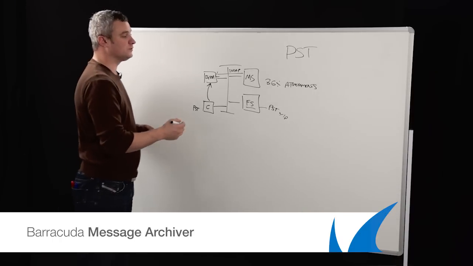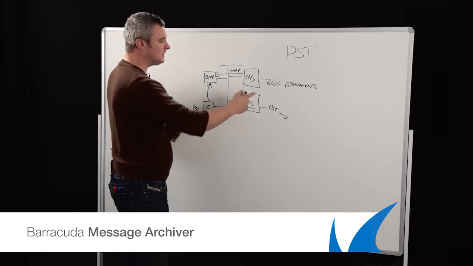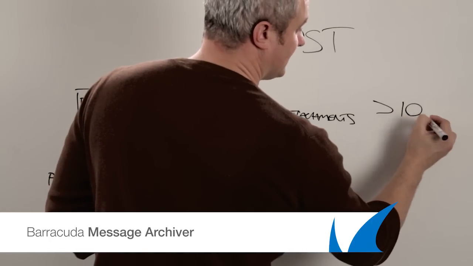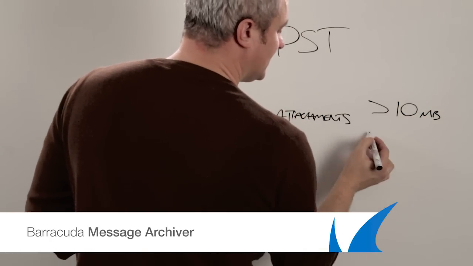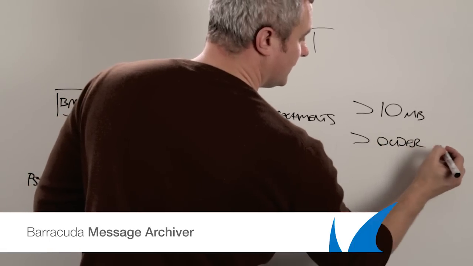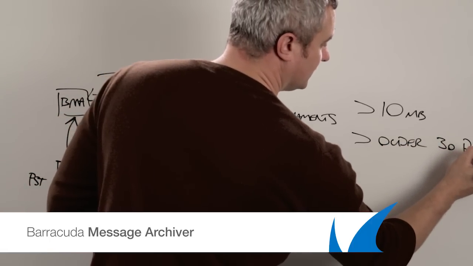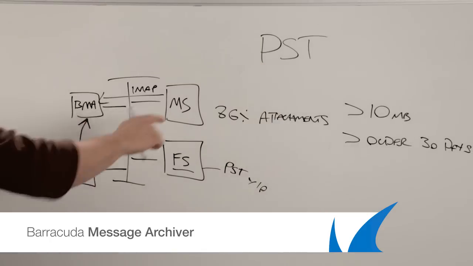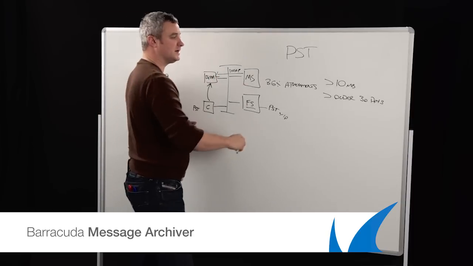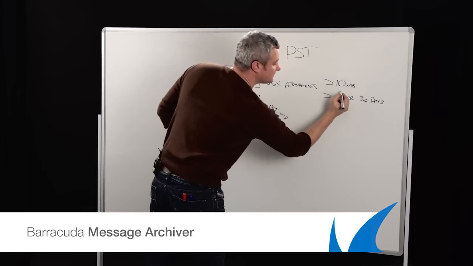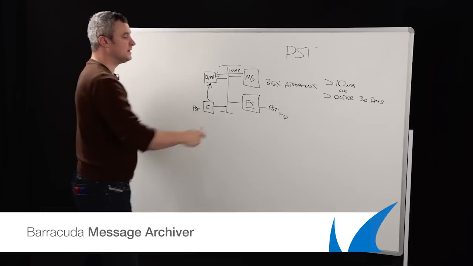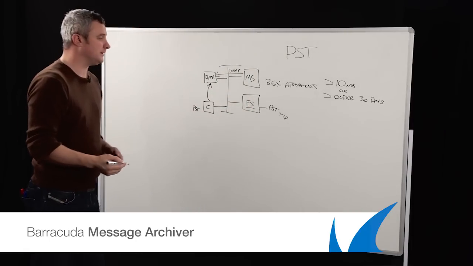What we can do with that is what's called message stubbing. So we can go through the storage on here and say anything greater than, for example, 10 megabytes, or we could say anything older than 30 days, for example. So the Barracuda Message Archiver will automatically talk to the mail server. It's going to look through all the attachments and see if either or, so it's one or the other. So it's over 10 meg, or it's older than 30 days, I'll go through the message store and I do what's called stubbing.